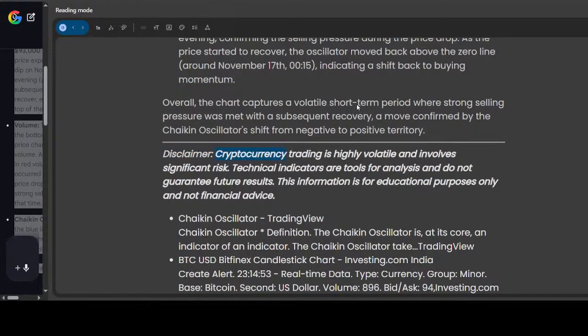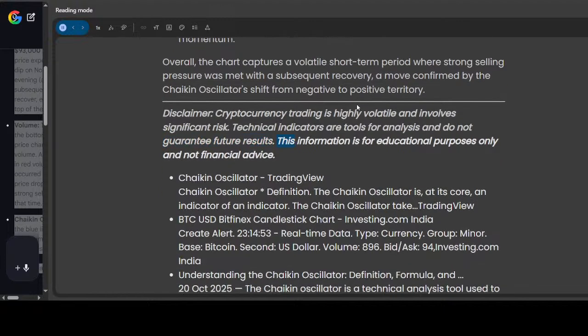Disclaimer: cryptocurrency trading is highly volatile and involves significant risk. Technical indicators are tools for analysis and do not guarantee future results. This information is for educational purposes only and not financial advice.